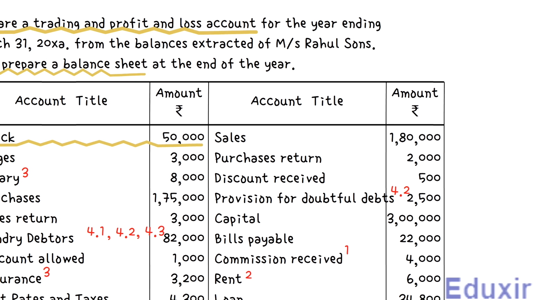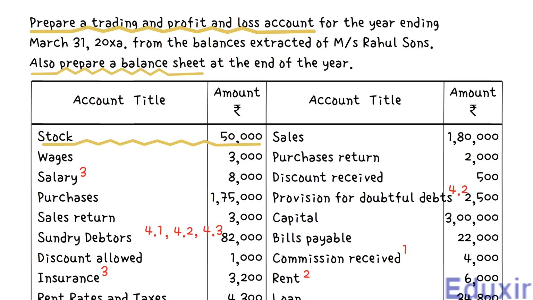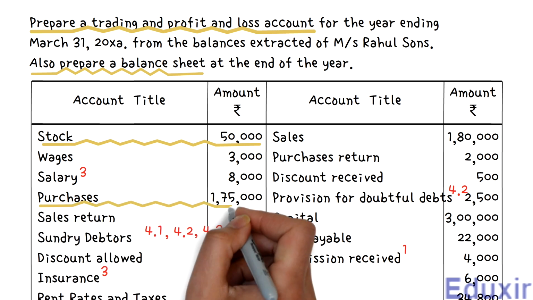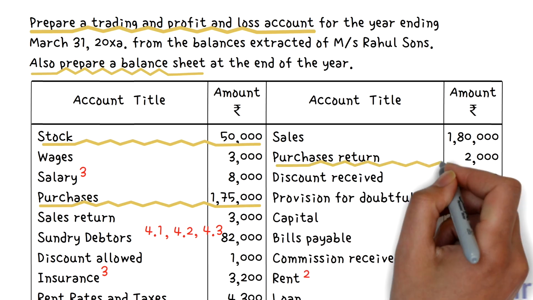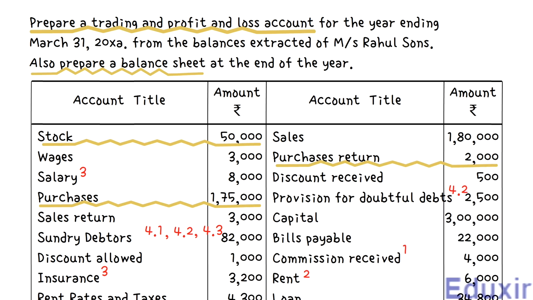After the stock, we should look for the purchases. So we have purchases worth 1,75,000 rupees. One more thing that we need to remember is that whenever there are any purchases, we should also look for purchase returns. Sometimes these purchase returns are given as returns outwards. So here we see that there are purchase returns worth 2,000 rupees. We should consider these two together. So the rule is to always look for the purchase returns or returns outwards when dealing with the purchases.